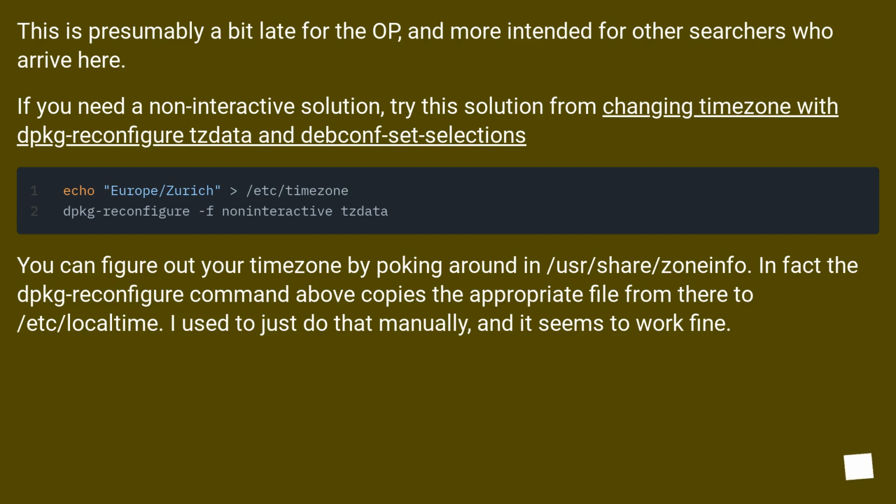You can figure out your time zone by poking around in /usr/share/zoneinfo. In fact, the dpkg-reconfigure command above copies the appropriate file from there to /etc/localtime. I used to just do that manually, and it seems to work fine.